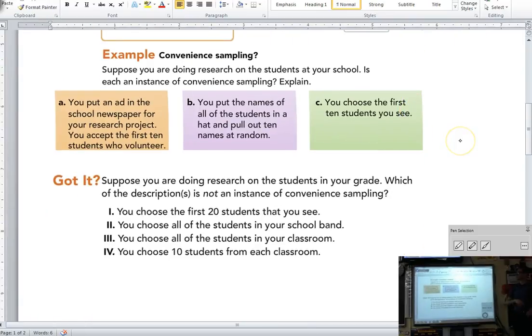So suppose we're doing research on students at your school. Is each instance convenient sampling, and why? Take a moment to read through these. Underline or highlight or indicate somehow how you know the answer that you are deciding on.